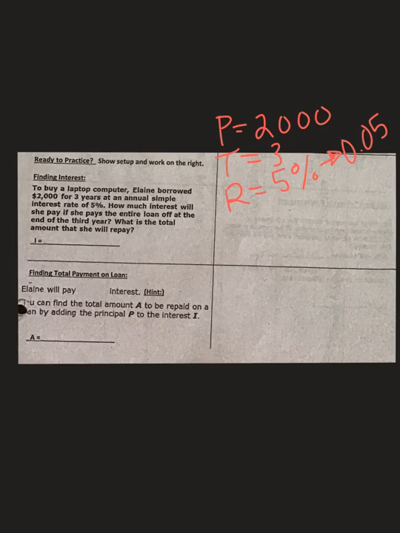So they ask, how much interest will she pay if she pays the entire loan off at the end of the 3rd year? So let's just start by finding our interest. Remember, interest equals principal times rate times time. So we can plug in our information. Interest equals 2,000 times 0.05 times time, which is 3.